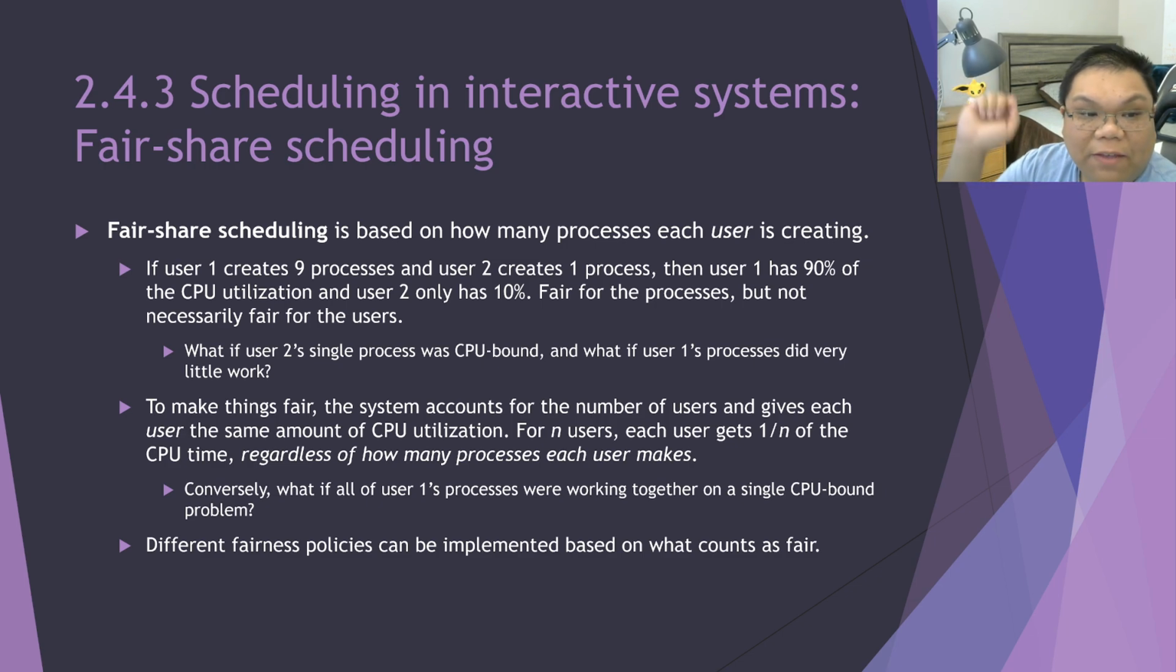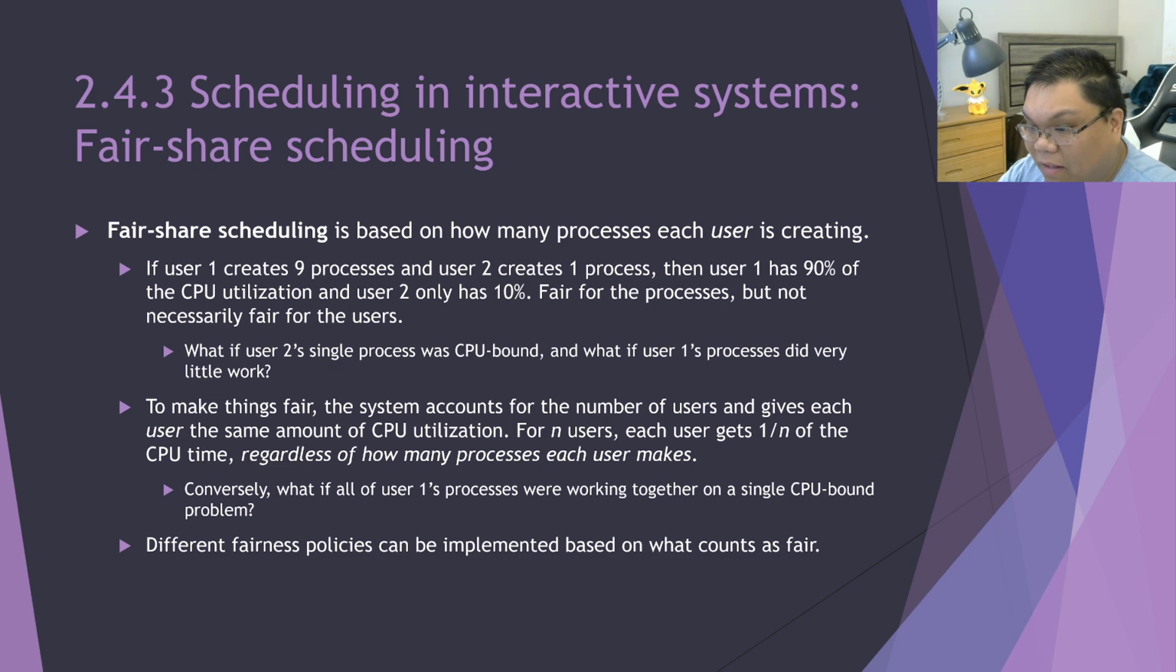Let's backtrack. If user 1 creates 9 processes and user 2 creates 1 process, then user 1 has 90% of the CPU utilization and user 2 has only 10% of the CPU utilization. This is fair for the processes, but not for the users, because what if user 2's single process was CPU bound and needed more CPU time? Then that would not be fair.